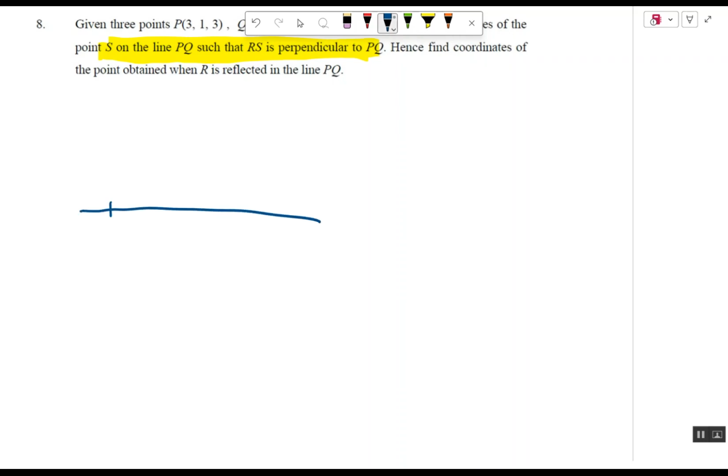Okay, I would draw PQ over here, and S is on PQ. It doesn't matter where S is. Please don't make it ambiguous. So let S be somewhere around here, as well as R over here. Now we don't know what S is.